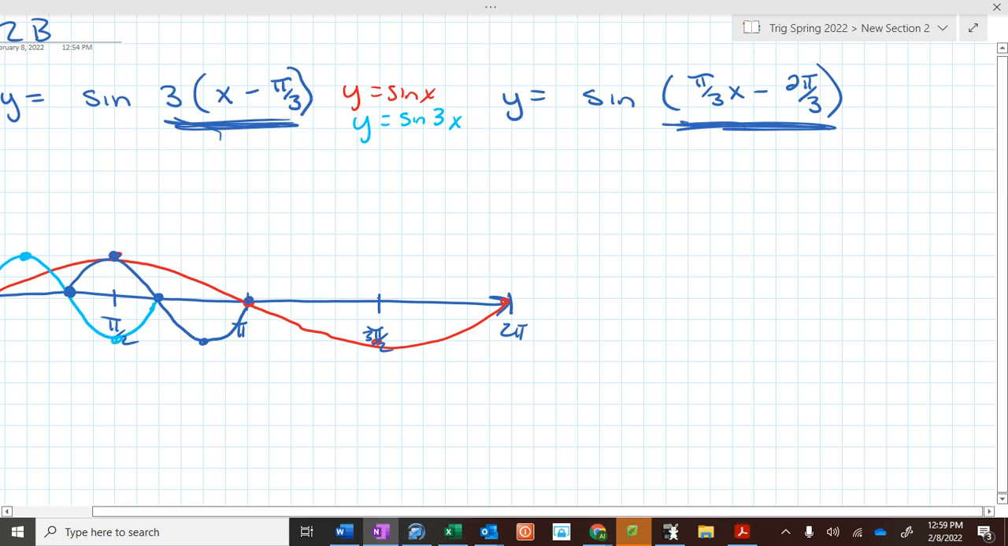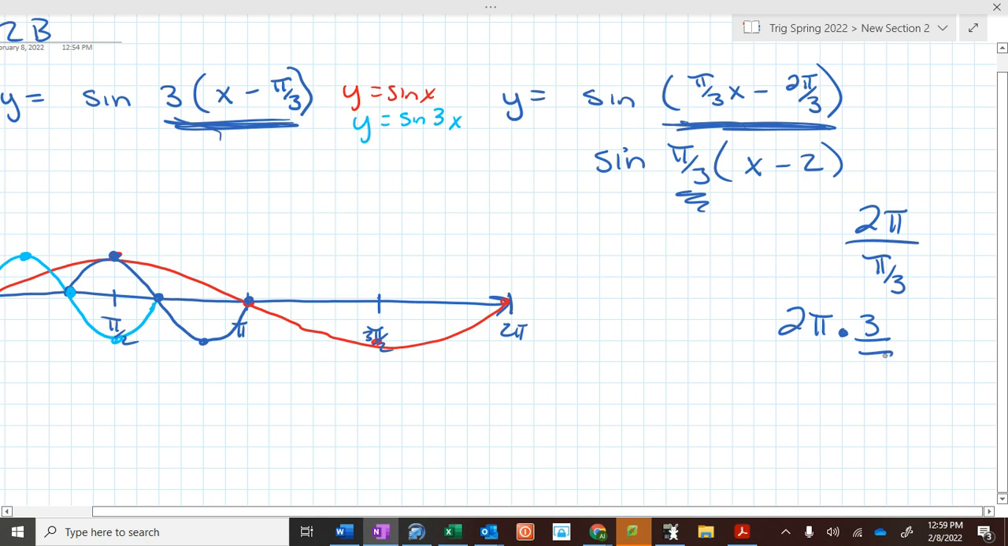We got the pi over 3 inside parentheses. So could I rewrite this as pi over 3 on the outside of parentheses? Then what would be on the inside of parentheses? X minus 2. Okay, so this is our b, right? Deals with our period. What's 2 pi divided by pi over 3? Well, that's a complex fraction, isn't it? So it's 2 pi times 3 over pi, because you multiply by the reciprocal. What happens to our pi's? It's a normal 6.